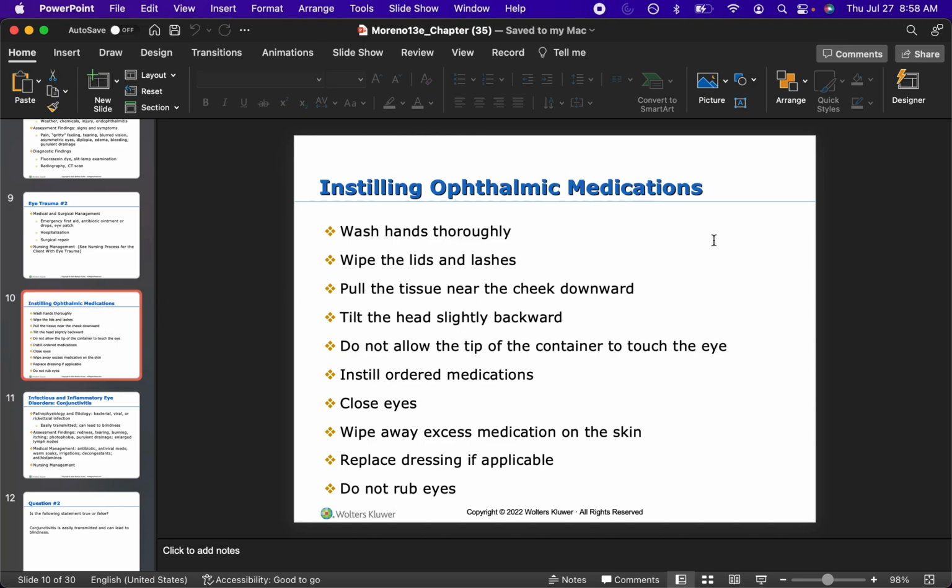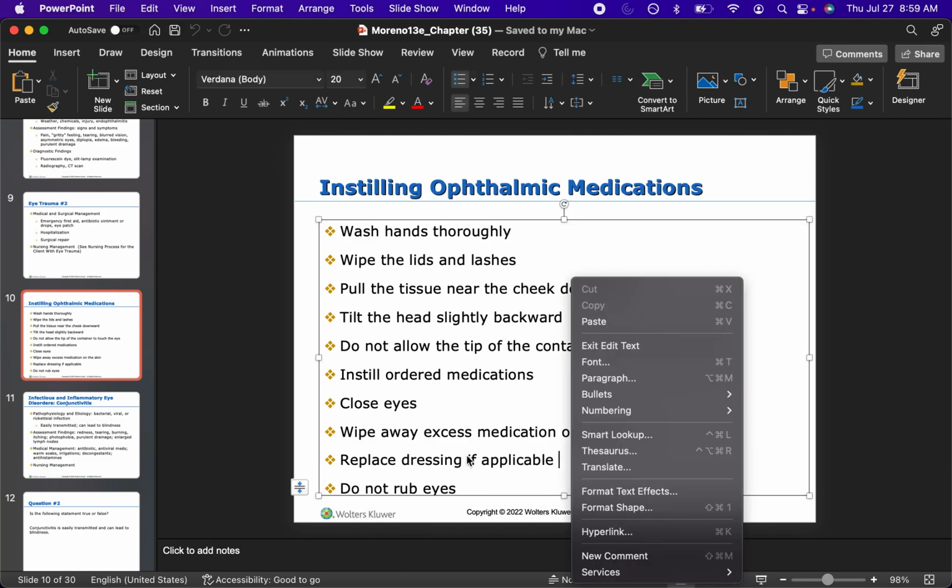Here again are the steps. Instilling ophthalmic medications. We want to wash our hands. Wipe the lids and lashes. Pull tissue near the cheek downward. Tilt the head back. Do not allow the tip of the container to touch the eye. Again, that's just for infection, so hold it above. Instill the ordered medications. Again, it's going to tell you 1 drop, 2 drops, left or right, maybe both. Close the eye. Wipe away excessive medication on the skin. If there's a dressing, you reapply it, and then let the patient know not to rub their eyes.